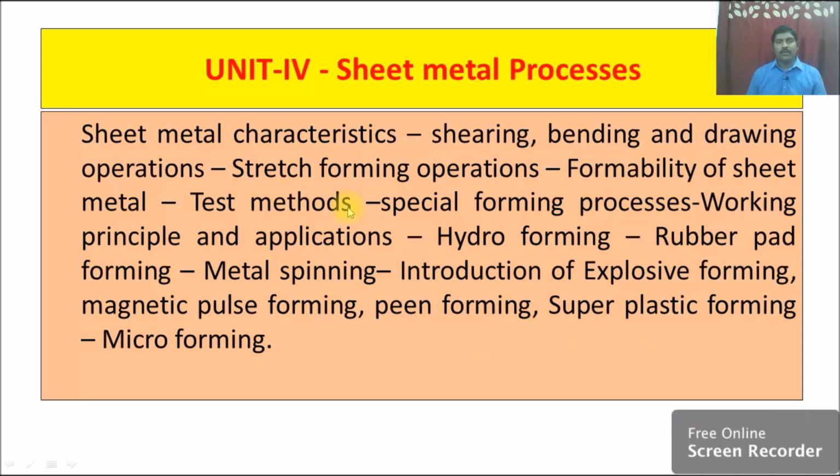In unit 4, sheet metal processes. What characteristics are available in sheet metal? In characteristics, we would like to know about shearing, bending, drawing and stretching, forming operations, formability of sheet metal, test methods, special forming processes, working principle and application, hydroforming, rubber pad forming, metal spinning, introduction to explosive forming, magnetic pulse forming, pin forming, superplastic forming, and microforming.